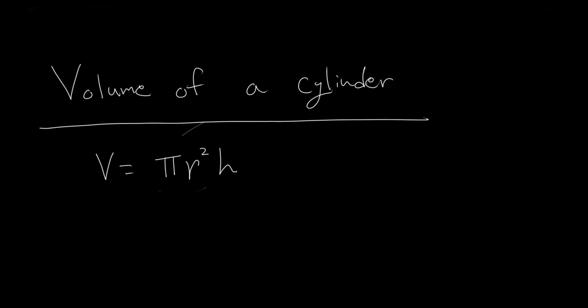In this video, I'd like to talk about the volume of a cylinder and how we can go about finding the volume of any given cylinder. So, first and foremost, the formula for the volume of a cylinder is given as pi multiplied by radius to the power of 2 multiplied by the height. Height is represented by h.